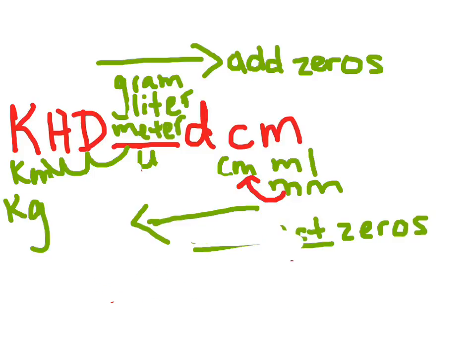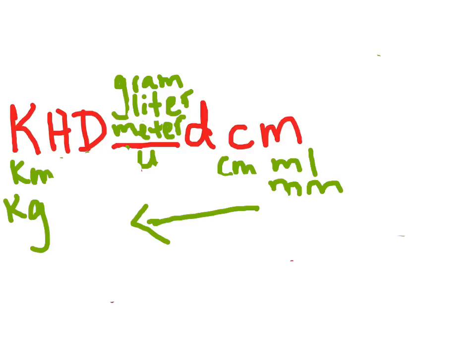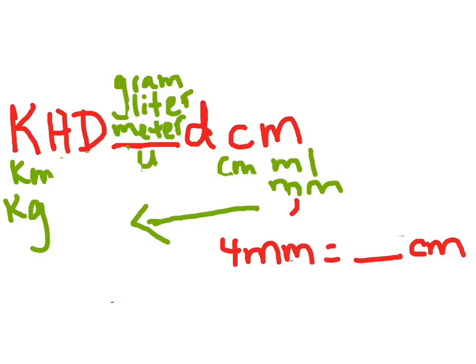Now, let's erase this because now we're going to look at it when you have to take away zeros, but there aren't any zeros. So let's try that. All right, let's start small. We would have 4 millimeters equals how many centimeters? Okay, now we are going from millimeter to centimeter, so that's just 1.